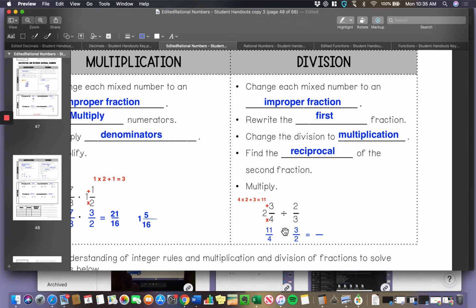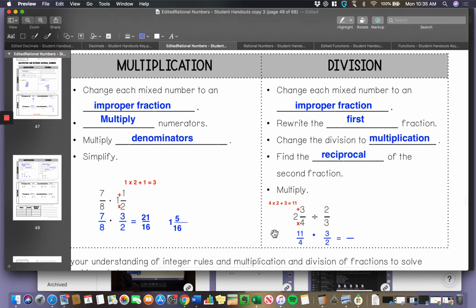Now I have to change division to multiplication, and I have flipped my next fraction to its reciprocal, 3 over 2. So now what I'm going to need to do is multiply. It's the same rules as over here. I'm going to multiply the numerators. So 11 times 3 is 33, and 4 times 2 is 8. And if you want to change this to a mixed number, you can. I showed you a little bit how to do that over here.